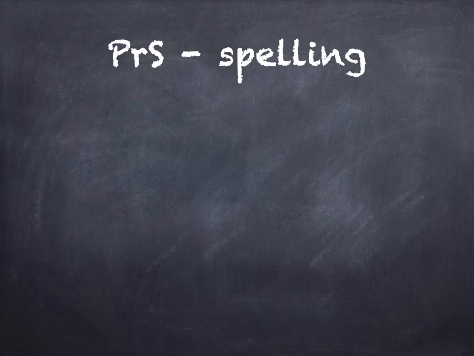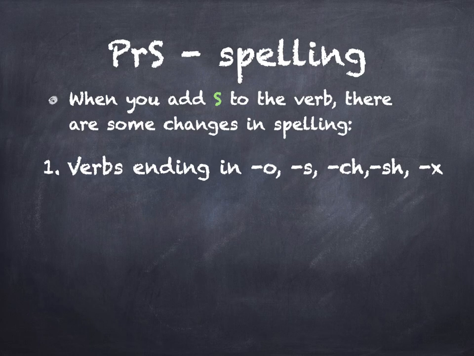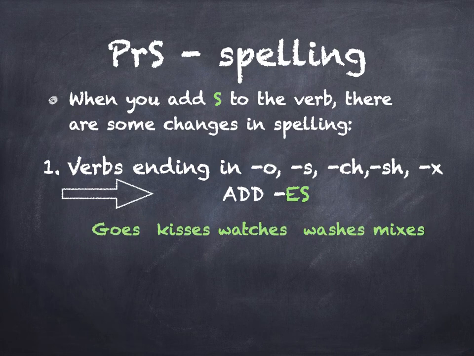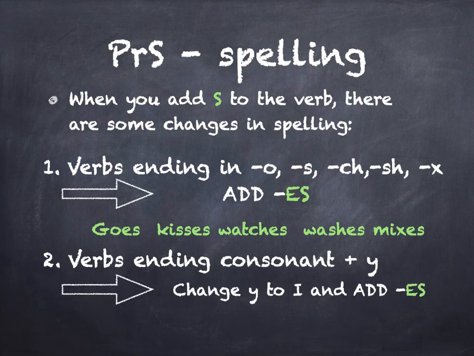Now, adding an S to a verb conveys some certain changes in spelling. For which changes? First, verbs ending in O, S, CH, SH, X add ES. For example, goes, kisses, watches, washes, mixes. And then verbs ending in consonant plus Y, such as study, for example, change the Y to an I, and then they add ES. It's a case of studies, cries, tries, flies. I'm sure you remember that pretty well.